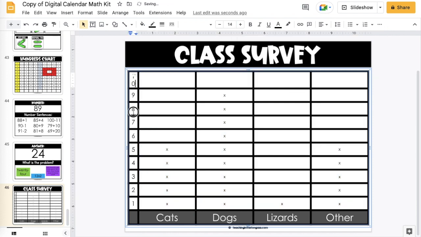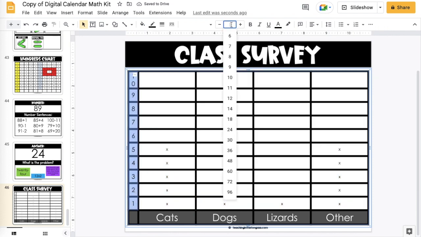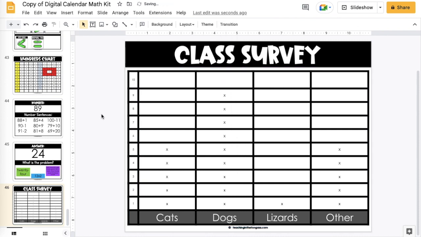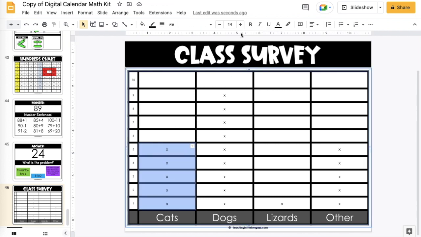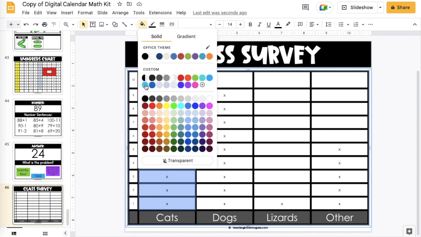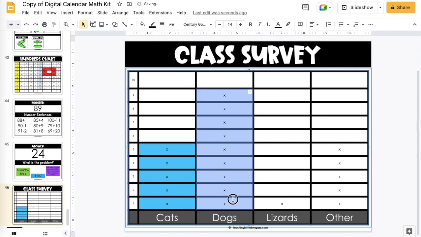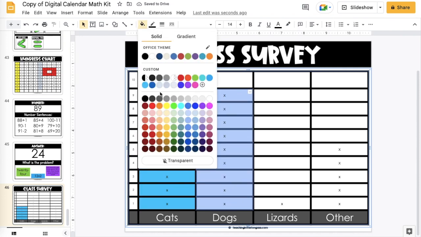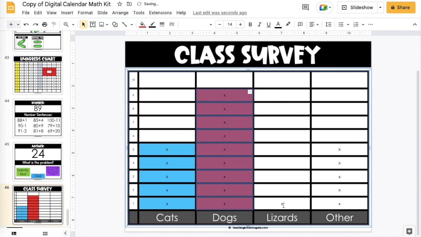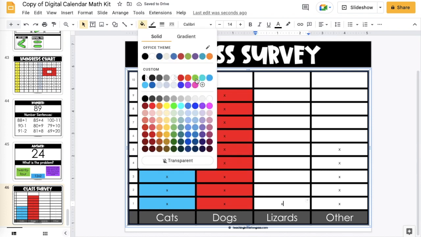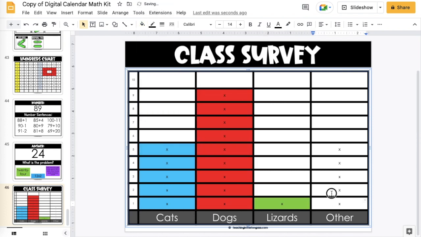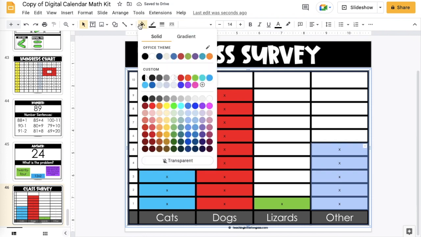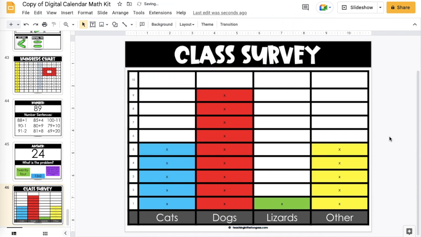And let's just reformat this a little bit so it's easier to read. That's important for a graph for people to be able to read it. And I'm going to fill in these X's since they're kind of hard to see. Let's just fill these in with a color. Let's do blue for cats, and for dogs we'll do red. For lizards, let's just do green, and for these other animals, let's just choose yellow. So that's a little bit easier to see.